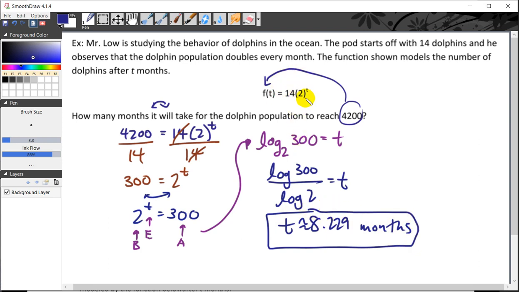Starting with 14 dolphins, you're going to have 4,200 dolphins after 8.229 months, assuming that the population doubles every month. That's a lot of dolphins. That's awesome. Now I'll show you another way that you could go ahead and do this. What I'm going to do is take it from this step.